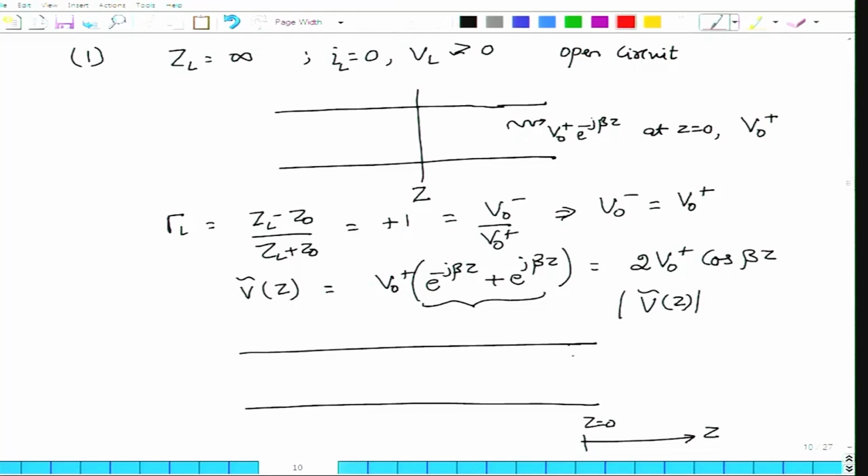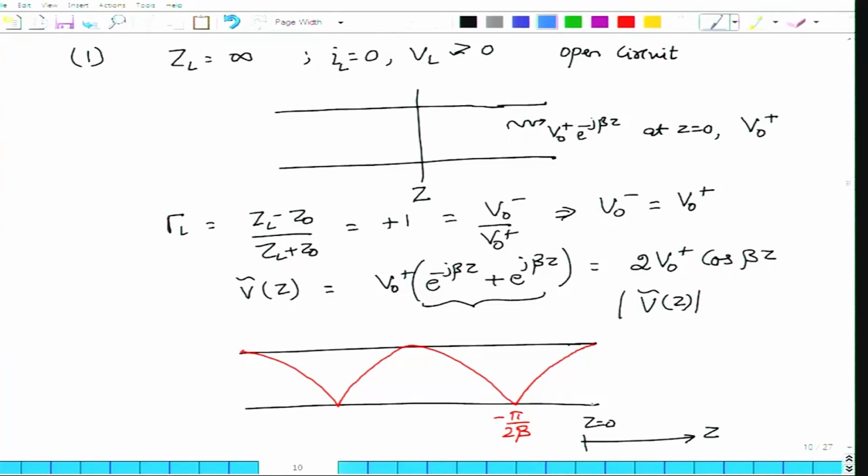Initially it would be maximum here with a value of 2V0+, and then it would go down to 0 at -π/2β. Why would it go to 0 at -π/2β? Because cos of β into some value of z must be equal to π/2 for this to go to 0, and remember that z is negative as you go along the transmission line, therefore this would be 0 at -π/2β. Thereafter again it would be maximum, it would be minimum, it would be maximum, and it would go on like this. What would happen to the current?